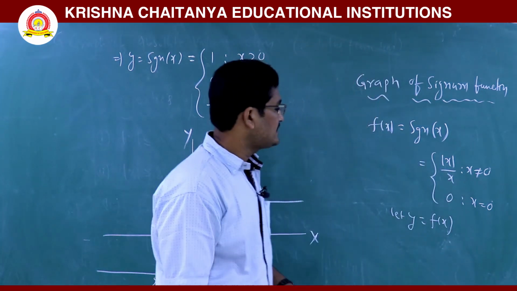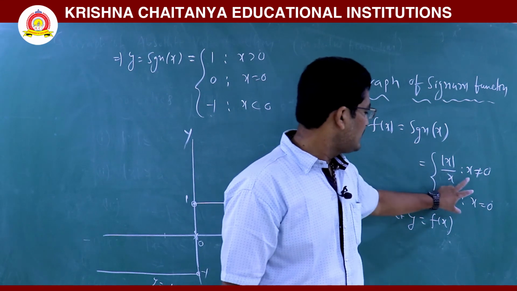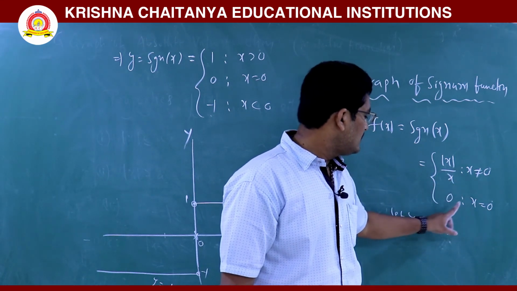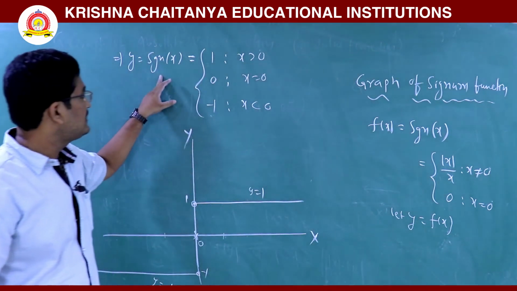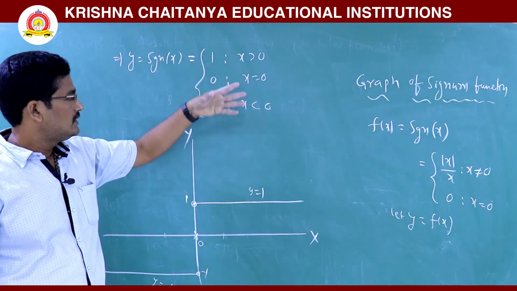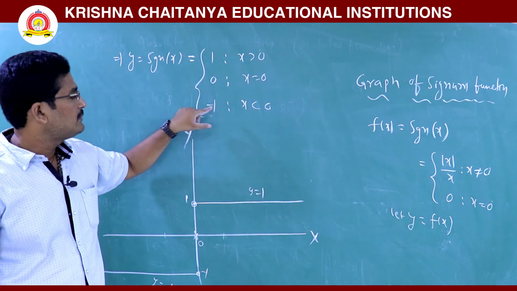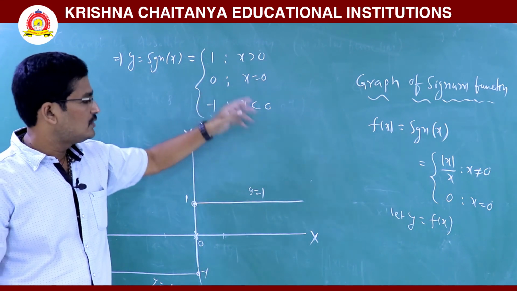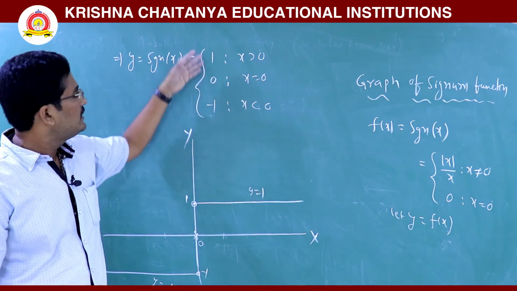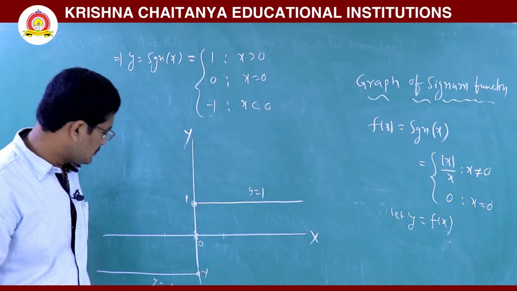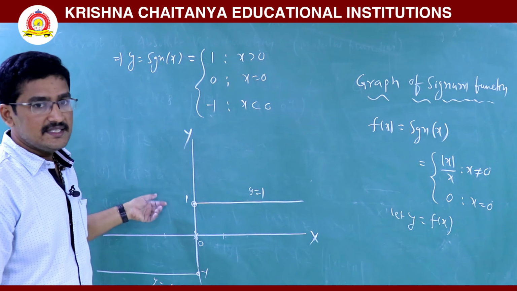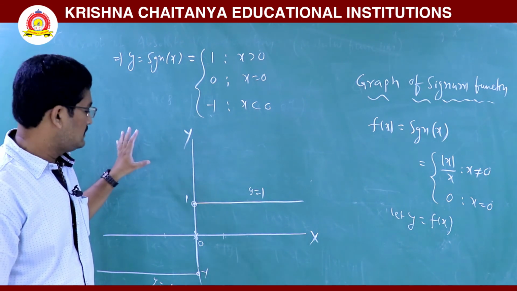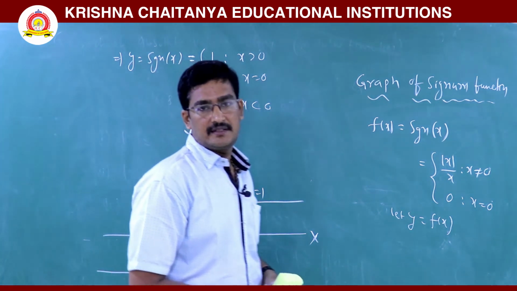The definition of the signum function of x is mod x by x if x not equal to 0, and 0 if x equals 0. So we rewrite the function: x positive becomes 1, x negative becomes minus 1, and x equal to 0 gives y equal to 0. Using these values, we draw this graph, which looks like this. So it is the graph of the signum function of x. Thank you.